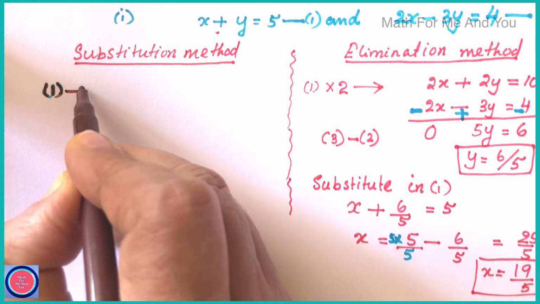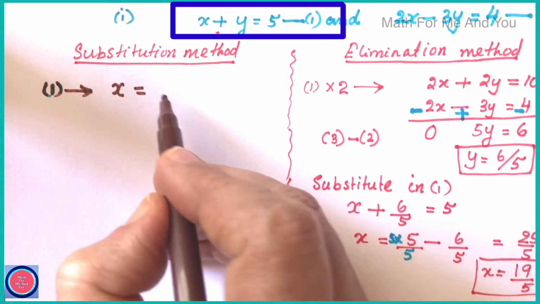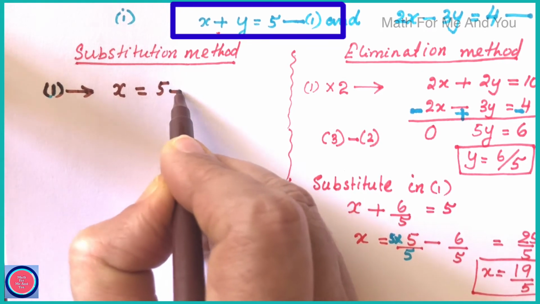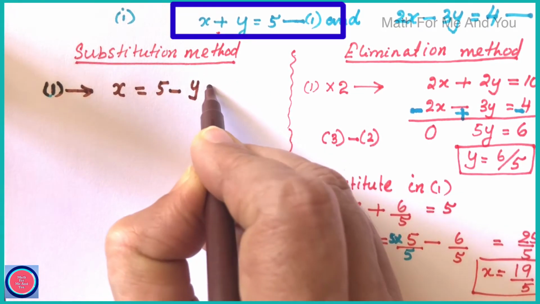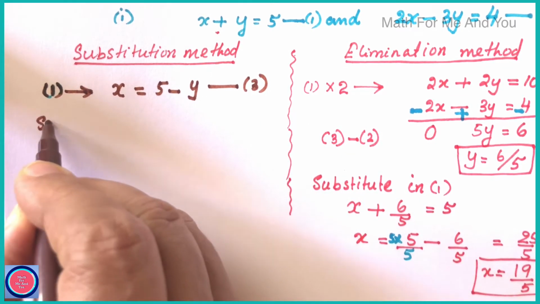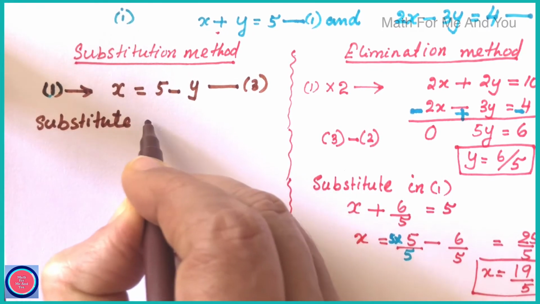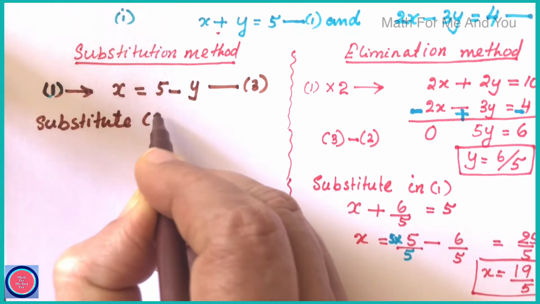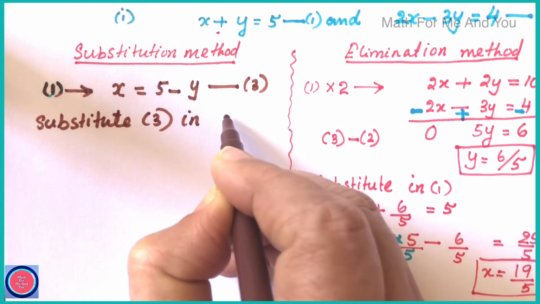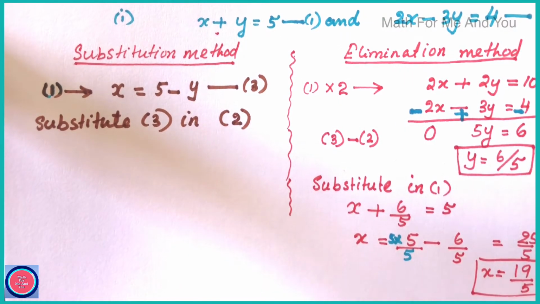Now substitution method. For that we select one of the equations. Here I am selecting equation number 1. Then from 1 I select x, and write in terms of y. So x equals 5 minus y. x in terms of y. Substitute this new equation, that is equation number 3, in the other equation. Which equation? We selected equation 1 first, so substitute in equation number 2.